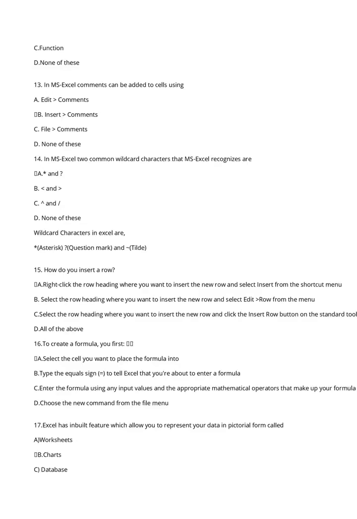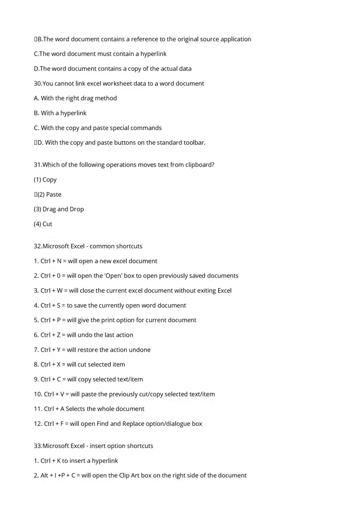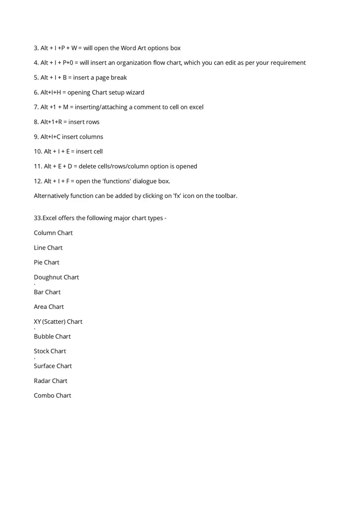24. The name box: A. Shows the location of the previously active cell. B. Appears to the left of the formula bar. C. Appears below the status bar. D. Appears below the menu bar. 25. Which is used to perform what-if analysis? A. Data table. B. Goal seek. C. Scenario manager. D. All of above.